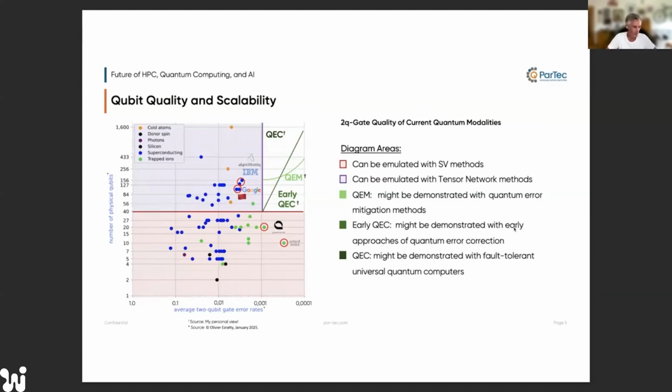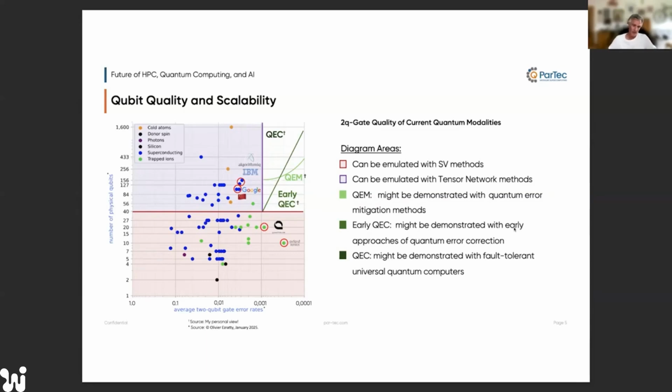We do not have a quantum computer that can assure us a quantum advantage for the moment. So we are struggling with qubit quality and scalability. You see this chart, which I took from a French researcher who published it in January 2025. On the x-axis, you see the average two-qubit gate error, and on the y-axis is the number of physical qubits right now.